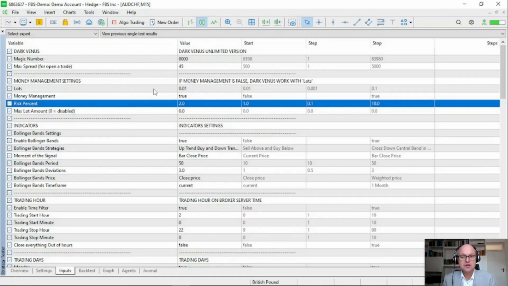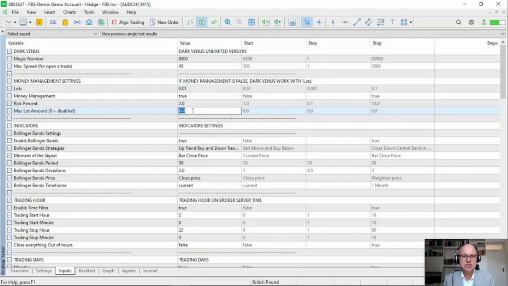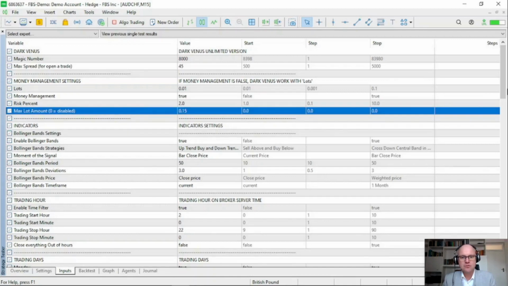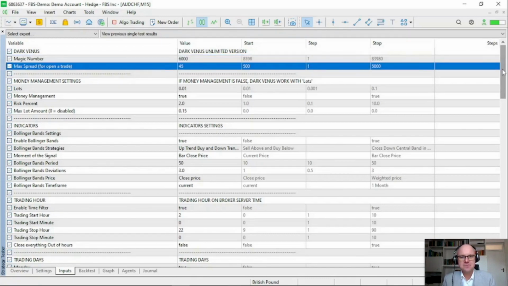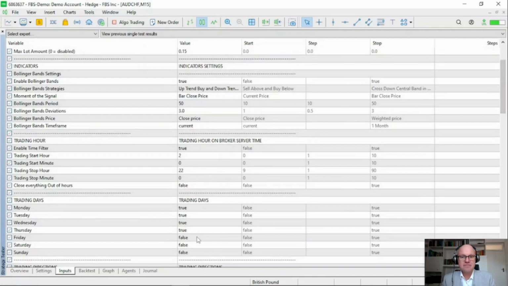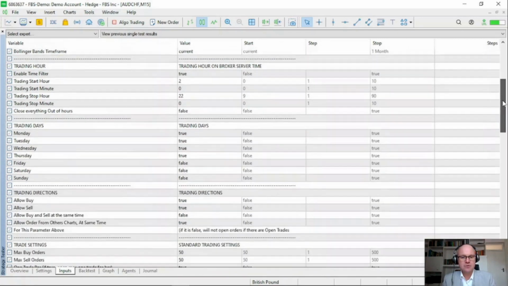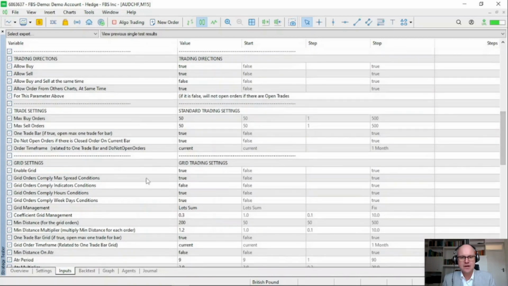So first things first is we're going to start with the money management settings. Now we could simply decrease the amount of risk percentage, which will give us a lower lot, or alternatively we can set a maximum lot amount, which is going to be my first step. I'm going to change it from 0, which means disabled, to 0.15. And I'm also going to change the magic number to make it easier to identify the expert advisor on FX Blue moving forward. Now that we've made those changes, the next big thing that we'll need to take a look at is our grid options.